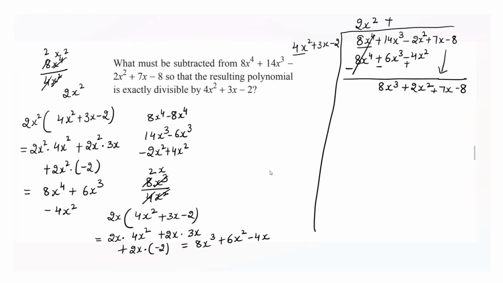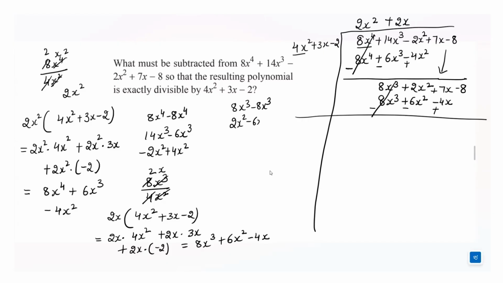Now we will write down here plus 2x, and here we will write down 8x cube plus 6x squared minus 4x. Now we have to change the signs. This will be negative, this will be negative, this will be positive. So 8x cube minus 8x cube, it is 0. So we can cancel that. Then it is 2x squared minus 6x squared, which is minus 4x squared. Then plus 7x plus 4x, which is equal to plus 11x. And the number which is left, we will write down here, which is negative 8.